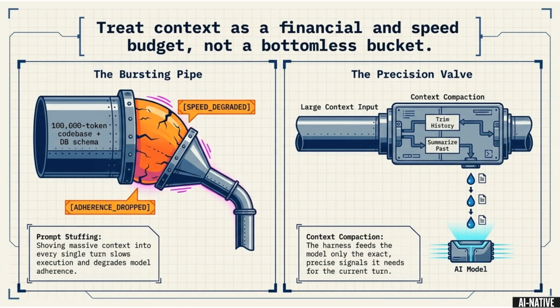For memory, you must treat your context window as a financial and speed budget, not a bottomless bucket. Prompt stuffing, shoving massive code bases or databases into every turn, acts like a bursting pipe that degrades model speed and adherence. Instead, the harness acts as a precision valve through context compaction. It trims histories and feeds the model only the exact, precise signals it needs for the current turn.